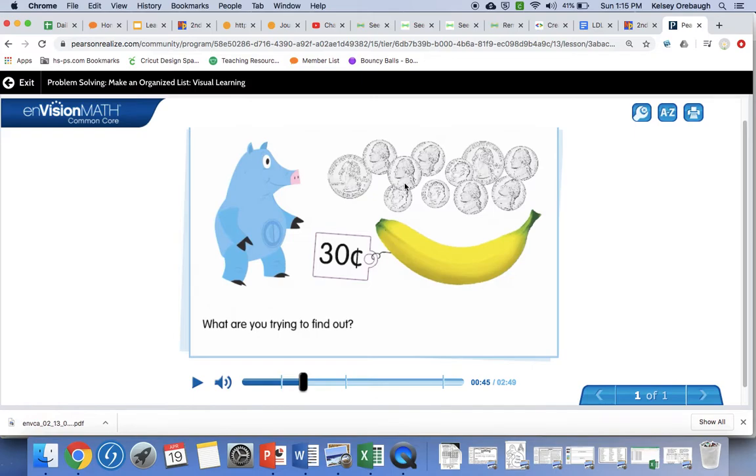Review really quickly. How much are quarters worth? How much are dimes worth? How much are nickels worth? Quarters are worth 25 cents. Dimes are worth 10 cents. Nickels are worth 5 cents. You want to find out the different combinations of quarters, dimes, and nickels that make 30 cents.